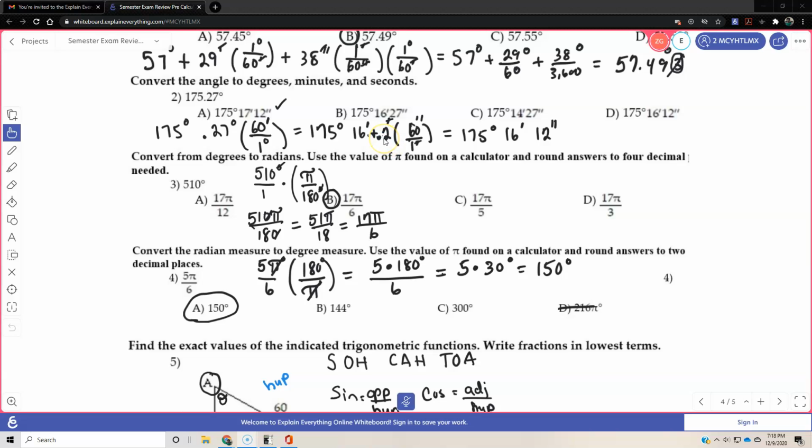So that 0.2, you're going to convert 0.2 minutes, that fractional part, to seconds. So it's 0.2 times that ratio, 60 seconds is to 1 minute. And of course, the minutes cancel. So when you multiply 0.2 times 60, you get 12 seconds. So to convert 175.27 degrees, you do this process and you have 175 degrees, 16 minutes, and 12 seconds. So your answer is A.